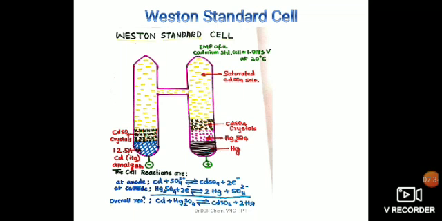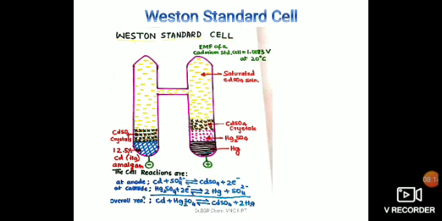Now the cell reactions are given there. At the anode, cadmium plus SO4 2- gives cadmium sulfate, and electrons are released. This is oxidation. At the cathode, Hg2SO4 plus 2 electrons gives 2Hg plus SO4 2-. This is the reduction, because here electrons have been accepted. The overall reaction of this standard cadmium cell is Cd plus Hg2SO4 giving CdSO4 plus 2Hg.